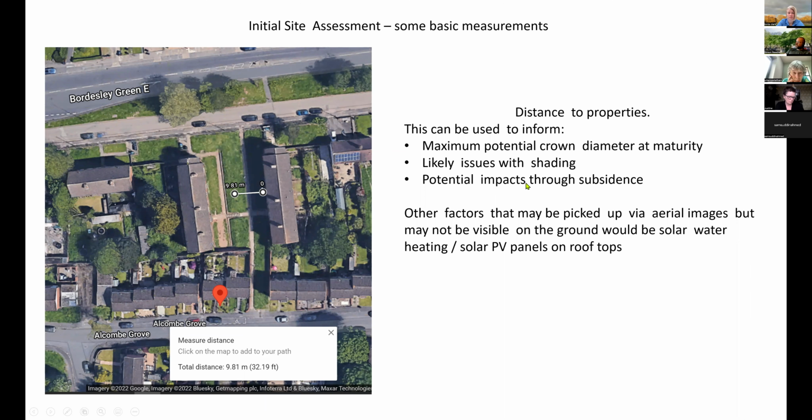We can also think about potential impacts through subsidence as well. So one of the things that we'll be doing is considering what the underlying soil is, if we know, and identifying where we've got areas where we know that there are issues with subsidence through shrinkable clay. That would mean that in terms of species choice, we wouldn't necessarily want to plant high water demand species there. So those would be things like willows and poplars, but also some of the fruit trees as well.